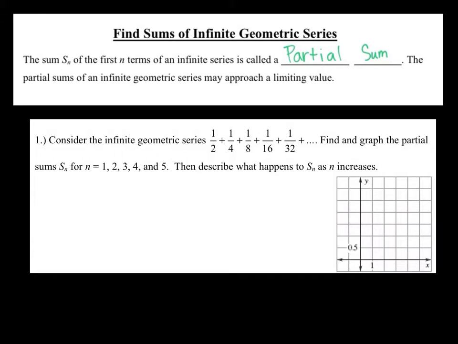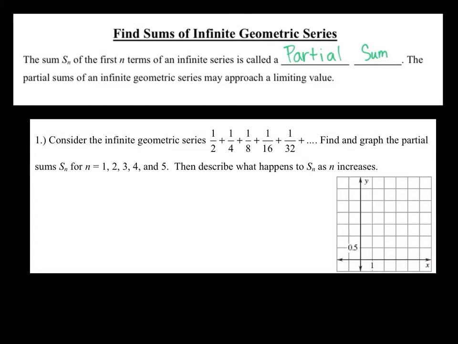So the sum of an infinite series is called a partial sum if it's just to the first n terms. But the partial sums of an infinite geometric series may approach a limiting value. So it says, consider the infinite geometric series 1/2 plus 1/4 plus 1/8 plus 1/16 plus 1/32 plus continuing on. Find and graph the partial sums for the first, second, third, fourth, and fifth term. And then it wants us to describe what happens as those term numbers are increasing.